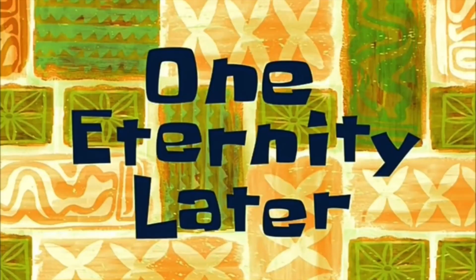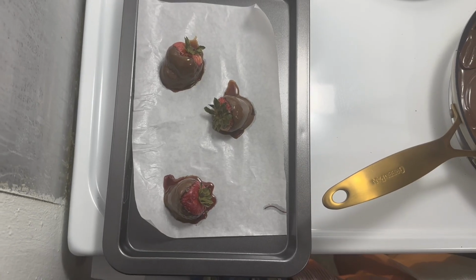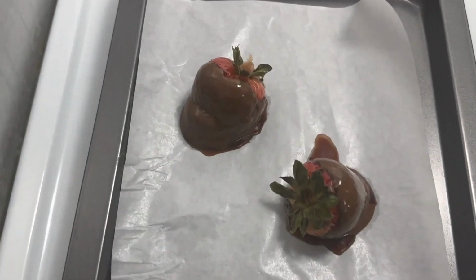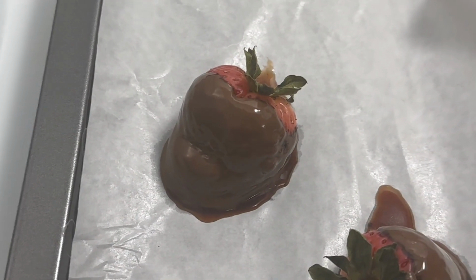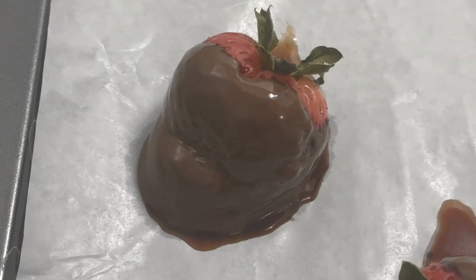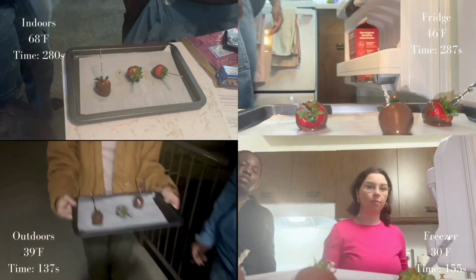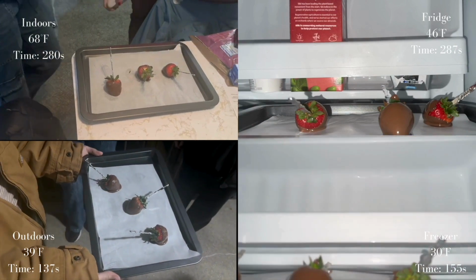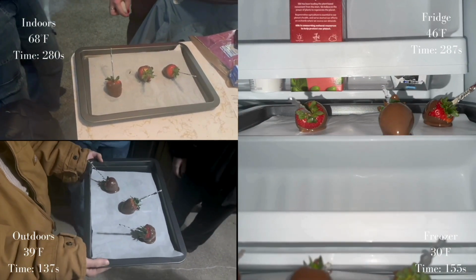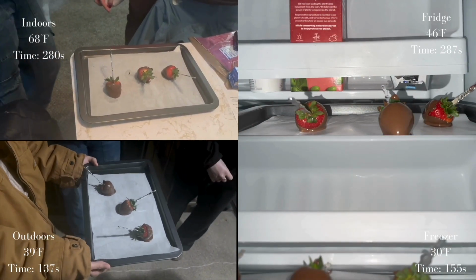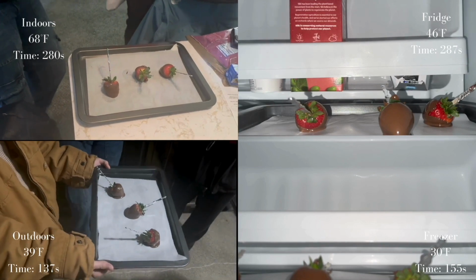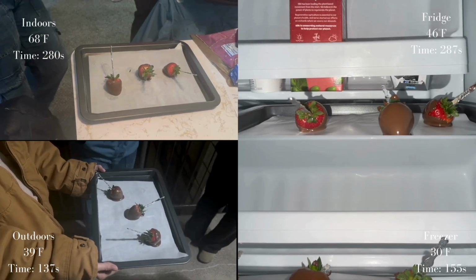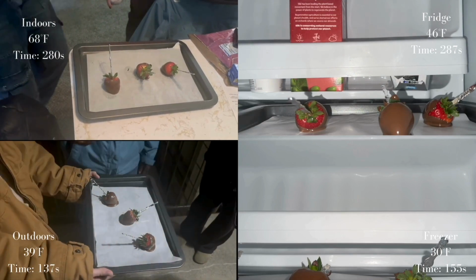One eternity later. The bulk temperature of the oven did not allow the chocolate coating on the strawberry to solidify. This is due to the oven temperature being greater than the melting temperature of chocolate, thus preventing solidification from being achieved. After taking the temperature of the chocolate again and dipping 3 strawberries in an even coat of chocolate, we placed the strawberries into 4 different bulk temperatures. These temperatures included that of the indoor temperature of 68 degrees Fahrenheit, the fridge of 46 degrees Fahrenheit, outdoor temperature of 39 degrees Fahrenheit, as well as the freezer temperature at 30 degrees Fahrenheit.